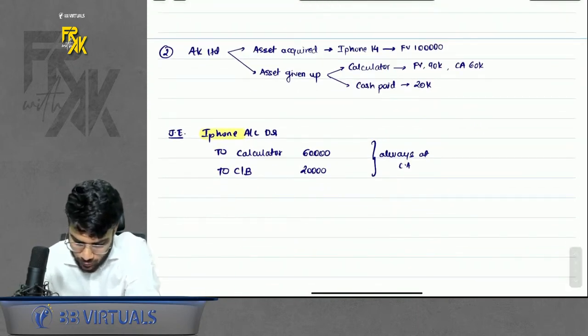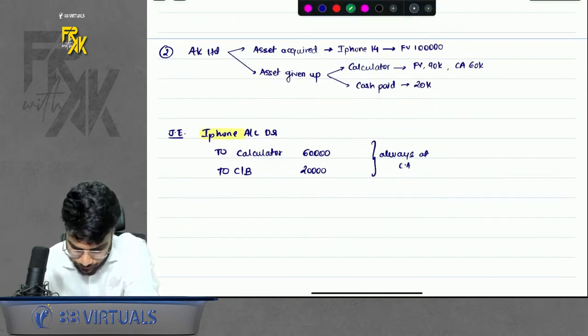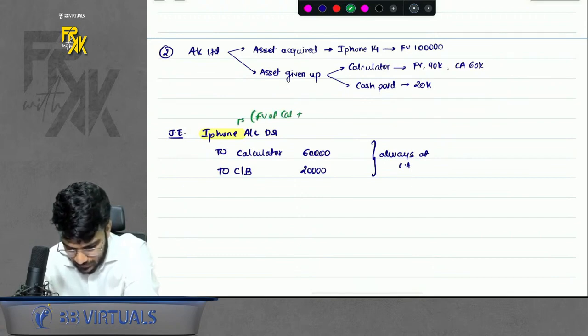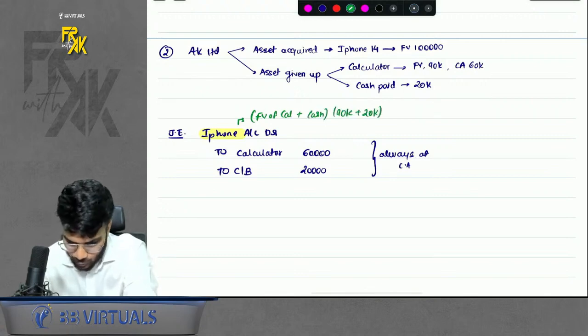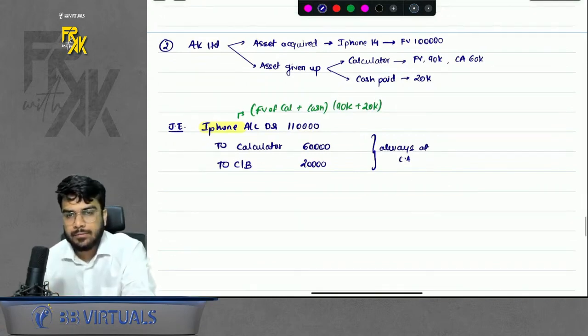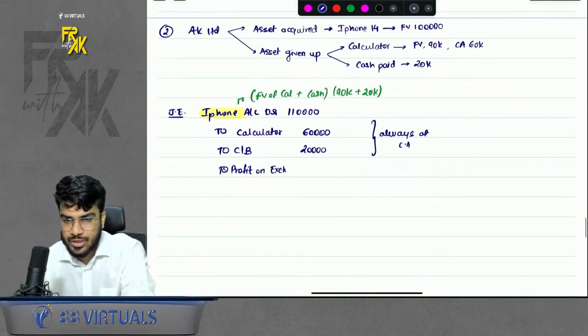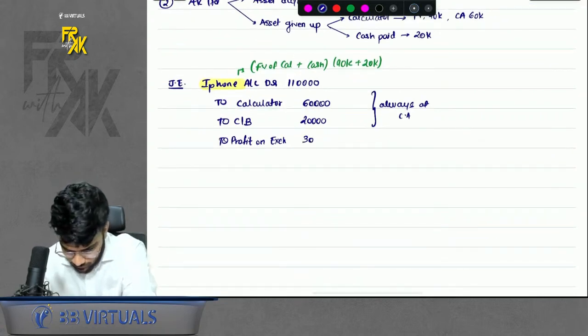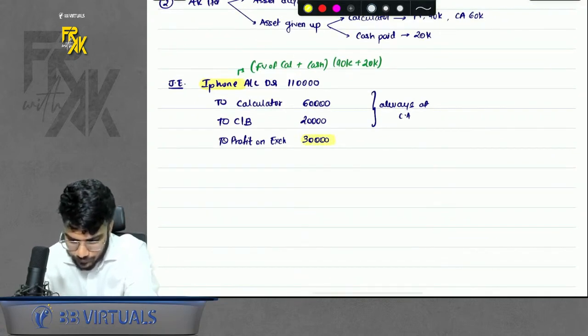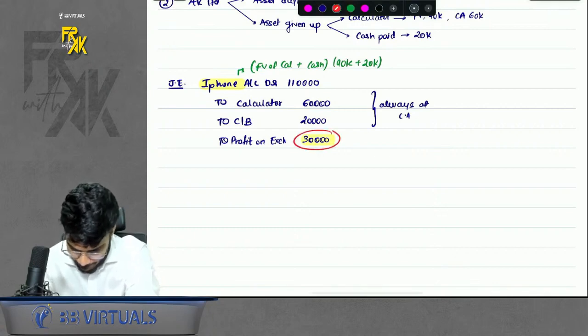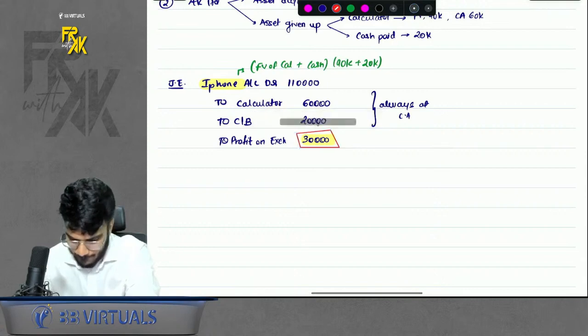So for the iPhone, at what value will you record it? You will say fair value of calculator plus cash. That is going to be 90,000 plus 20,000, which is 1,10,000. Now you will get some profit. What will be the profit on exchange? It will be 30,000.